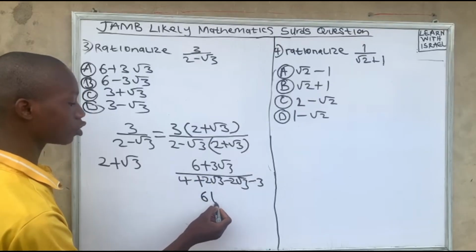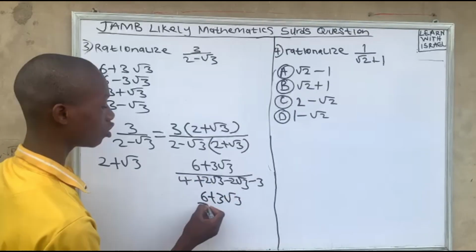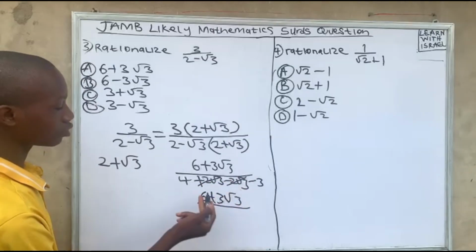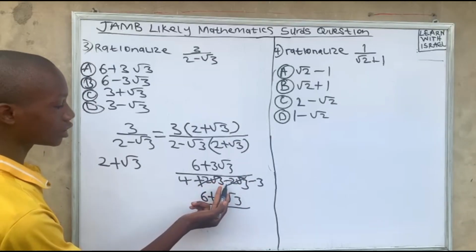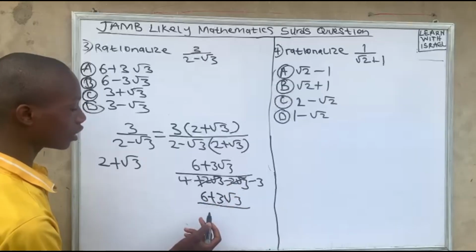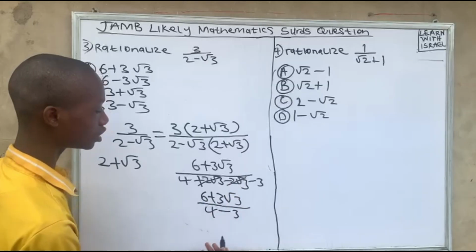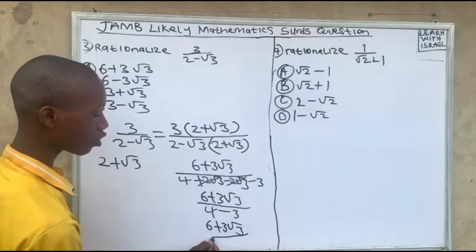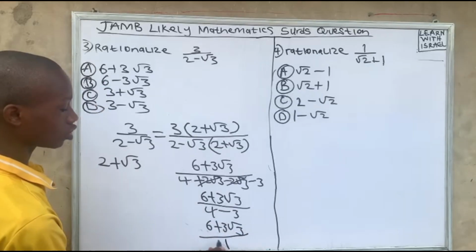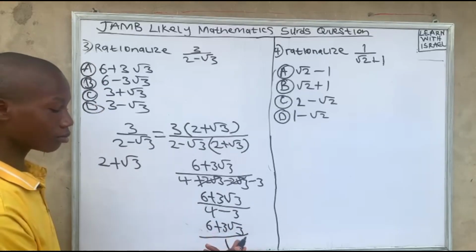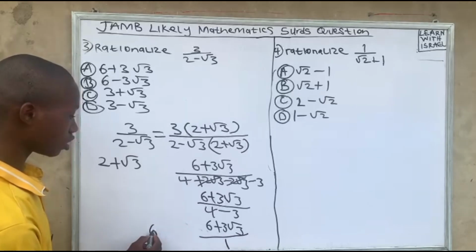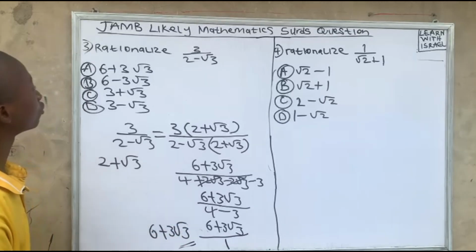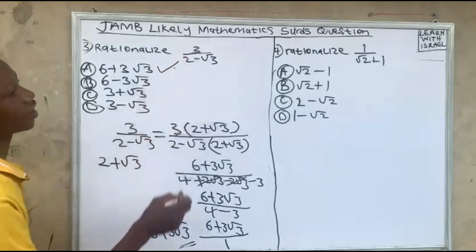So let's simplify further. You have 6 plus 3 root 3 all over, this one cancels this one, since they are the same thing, having positive and negative sign, they cancel each other. You are left with 4 minus 3. So we have 6 plus 3 root 3 over 4 minus 3, which is 1. So 6 plus 3 root 3 divided by 1 will give us 6 plus 3 root 3. Is it there in the options? Yes, option A is the correct answer.